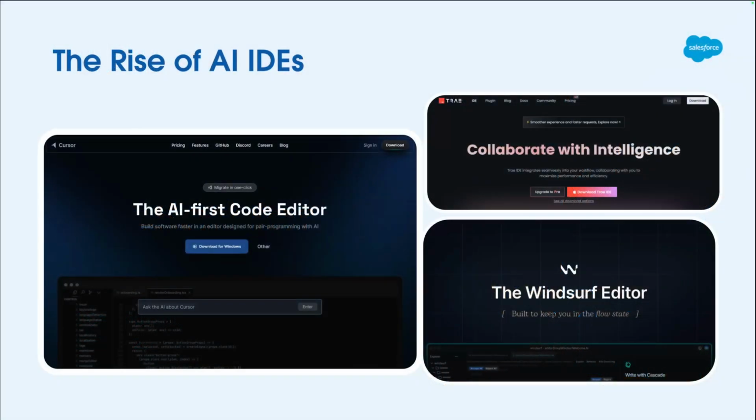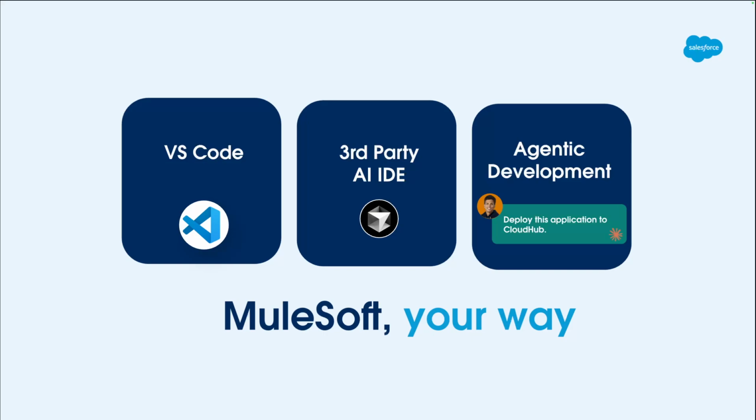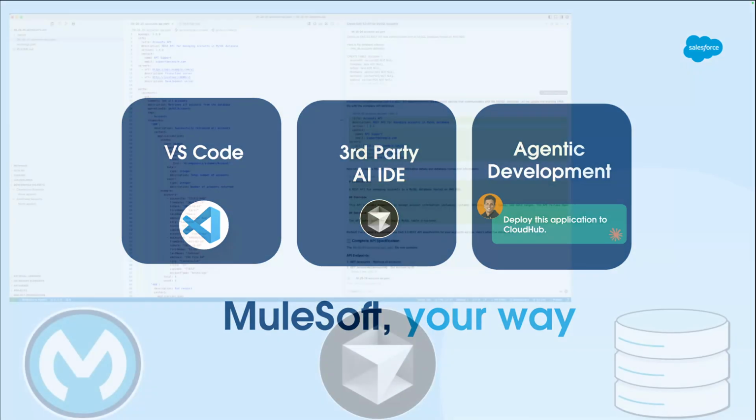So we'll be using Cursor today, which is an AI IDE with an embedded agent that allows you to write code using natural language. Here at MuleSoft, we meet developers where they're at. So if they are choosing to use VS Code, we can do that. Or if they opt for an AI IDE such as Cursor, we also enable developers to do that.